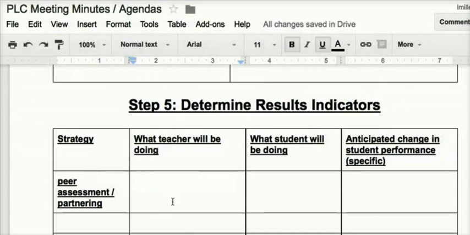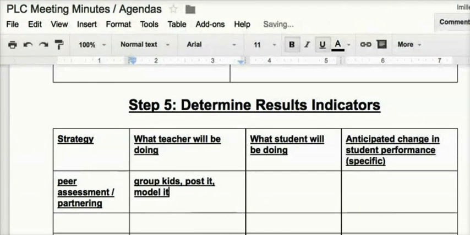And what will the teacher be doing? We'll group kids, we'll post it, and we'll model what peer assessment and partnering look like. Then we're going to have to monitor it as well. So grouping kids, posting it in the gym, modeling the strategy for them, and then monitoring. So reflect as well.